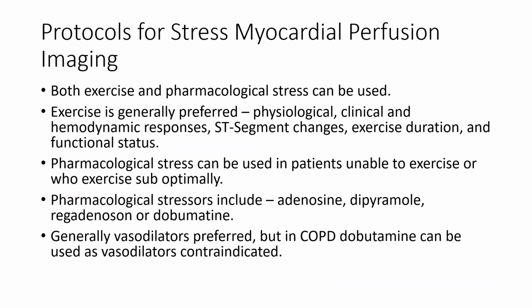Protocols for stress myocardial perfusion: both exercise and pharmacological stress can be used. Exercise is generally preferred as it's physiological, and measurement of clinical and hemodynamic responses is possible. Pharmacological stress can be used in patients who are unable to exercise or who are exercising suboptimally. Pharmacological stresses include adenosine, dipyridamole, regadenoson, or dobutamine. Generally, vasodilators are preferred, but in COPD, where vasodilators are contraindicated, dobutamine can be used.